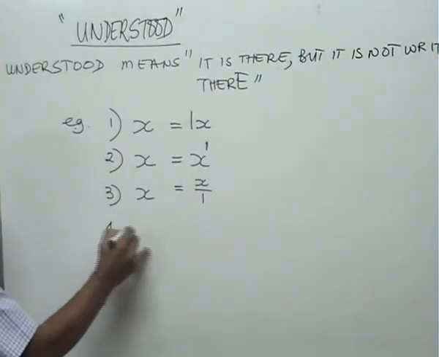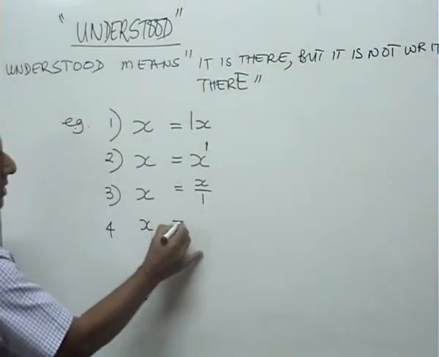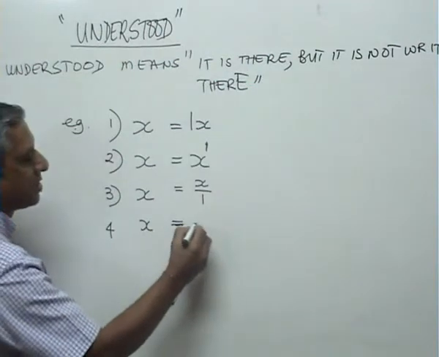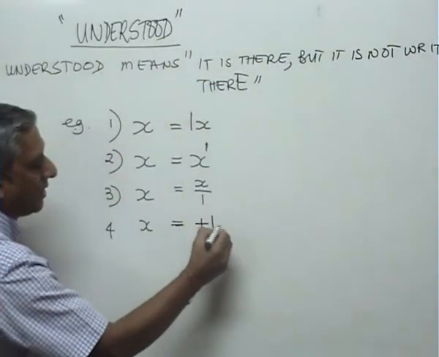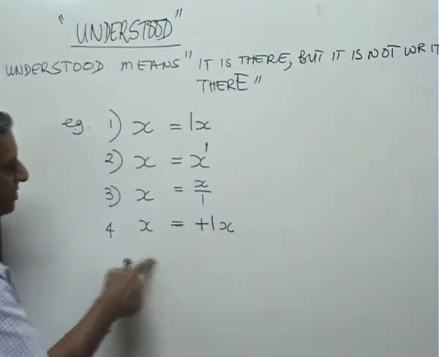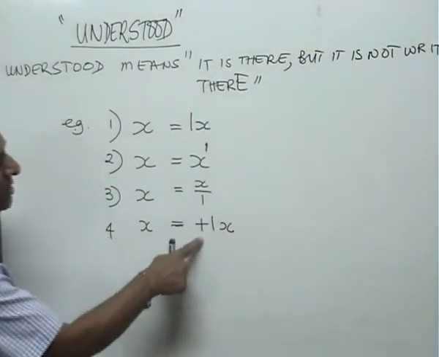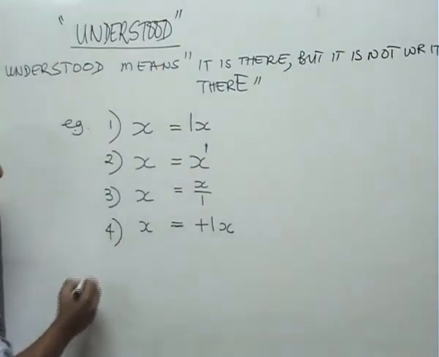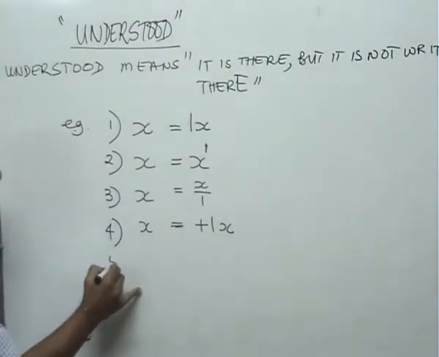The number 4, if you take x, there's still one more thing understood here. It is understood that this is plus 1x. Now the plus sign was not written here, and that plus sign is understood. So many things in maths are understood. So I'll just give you another example that's very, very famous. Number 5.